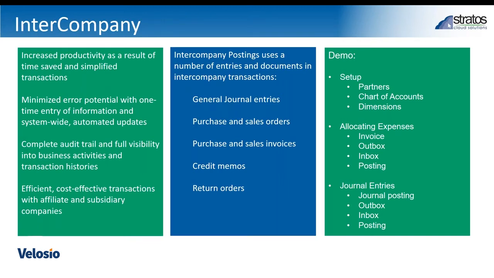That will allow you to allocate just expenses out or also sell and buy between the two companies or multiple companies. All right, so some of the transactions that you can do in multiple companies are general journal entries, purchase and sales orders, invoices, credit memos, and return orders for actual documents or entries. So what we're going to talk about in the demo is actually just doing a little bit of the setup that's involved, allocating out expenses. This is probably why intercompany is done, the most popular reason, and also doing some journal entries, and then we will sell some inventory up between the two companies.